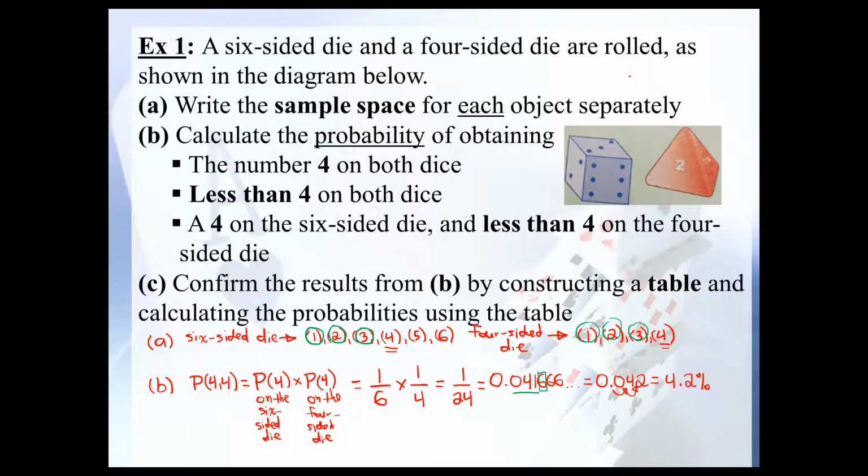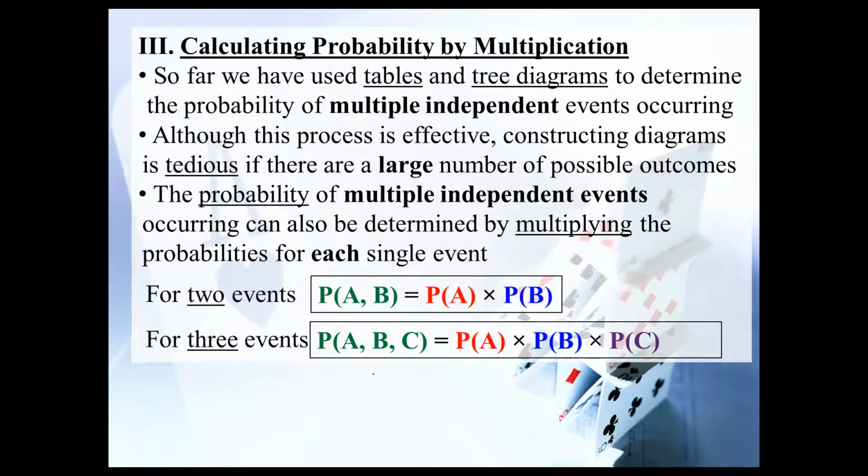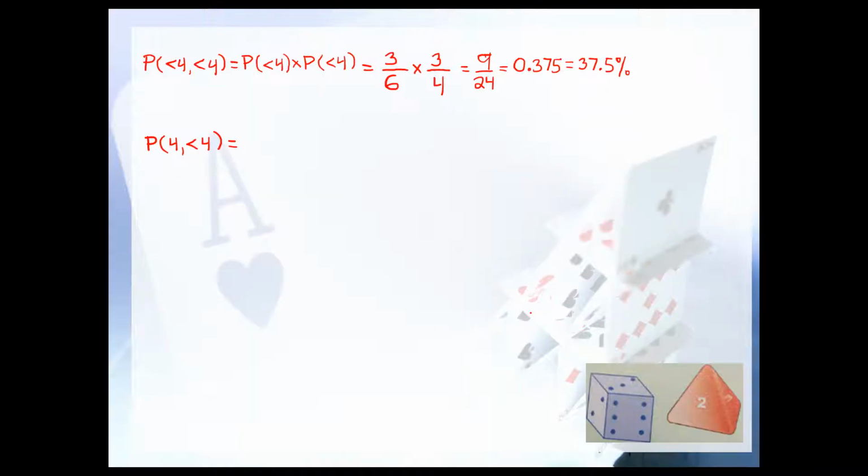Okay, so it's calculate the probability of obtaining a 4 on the 6-sided die and less than a 4 on the 4-sided die. Okay, so let's set up our probability equation. So the probability of obtaining a 4 on the 6-sided die and less than a 4 on the 4-sided die. And again, this would be equal to, if you look at your equation, the probability of 2 independent events occurring, probability of event A, then B occurring, is the probability of event A occurring multiplied by the probability of event B occurring.